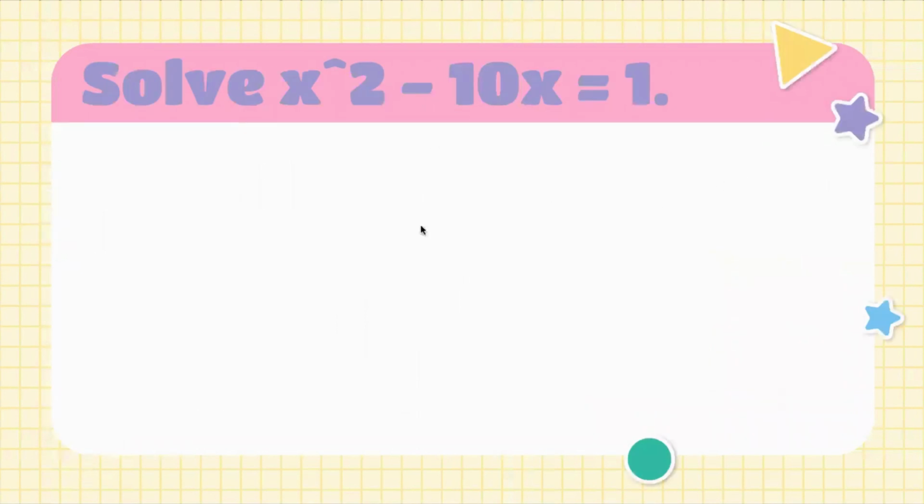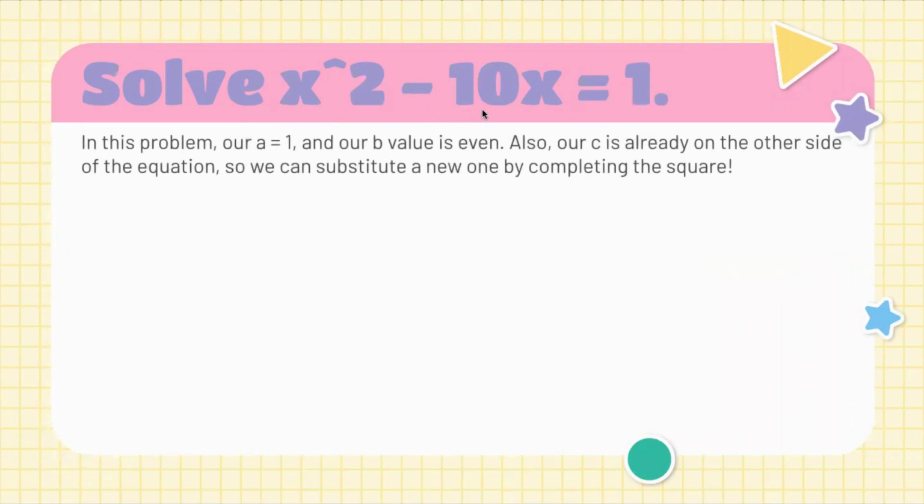Here is our next problem. We're going to solve x squared minus 10x equals 1. In this case, our a value actually equals 1 and our b value is even. Additionally, our c value is already on the other side of the equation, so we can solve this one using the completing the square method.